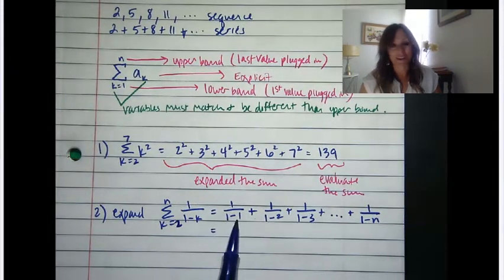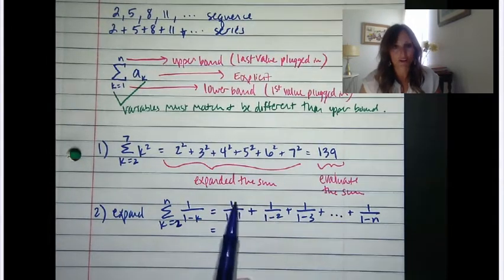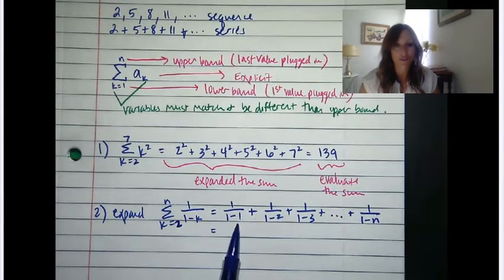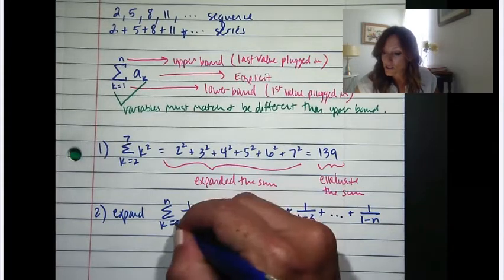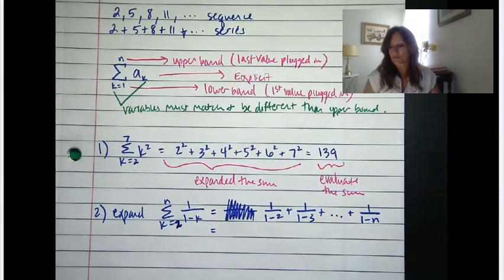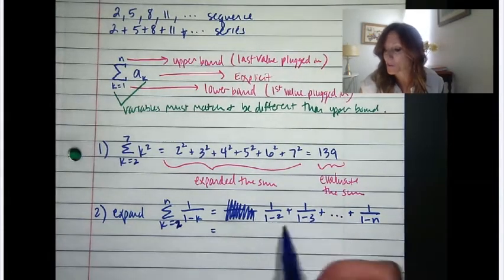1 minus 1 on the bottom here is actually 0. We cannot divide by 0. 1 divided by 0 is undefined. It causes asymptotes on graphs, a whole lot of stuff happening there. So I'm actually going to change that lower bound to 2 and take off that first term. Our expansion would still look similar, but now when I simplify it, it'll make more sense.